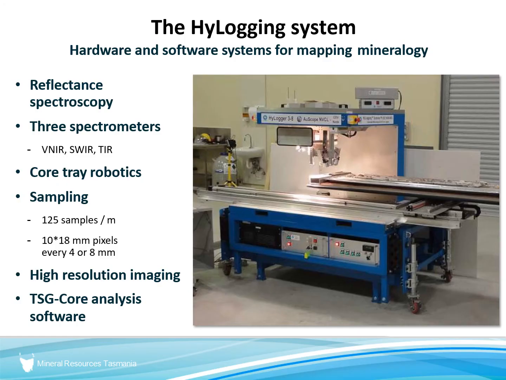What we focus on at MRT is the HyLogger, which is a profile scanner for drill core. It uses reflectance spectroscopy. There are three spectrometers dealing with the visible and near infrared, the shortwave infrared, and the thermal infrared. Basically a core table with drill core on it moves around robotically underneath an array of instruments, so that we're sampling about 125 samples per meter. Each sample is about 10 by 18 millimeters. It also includes high resolution RGB imaging, and it's married to The Spectral Geologist software.